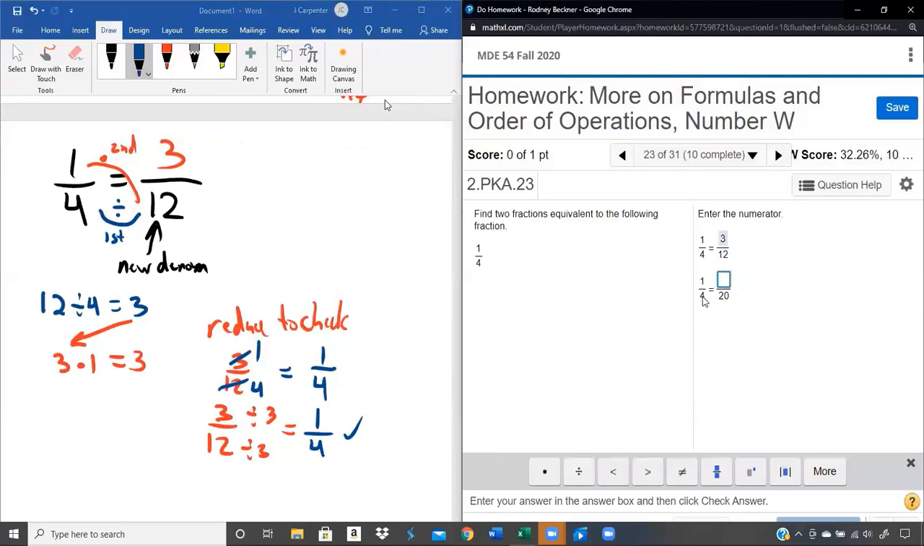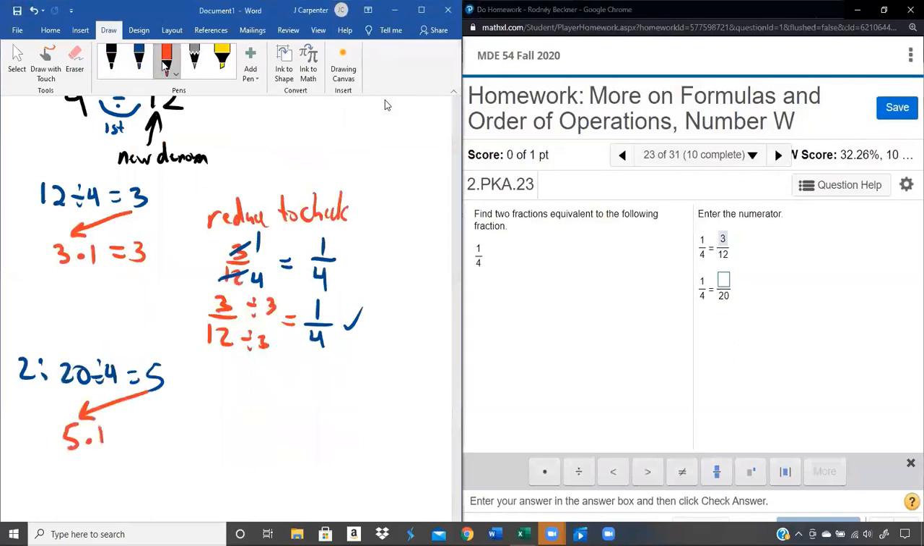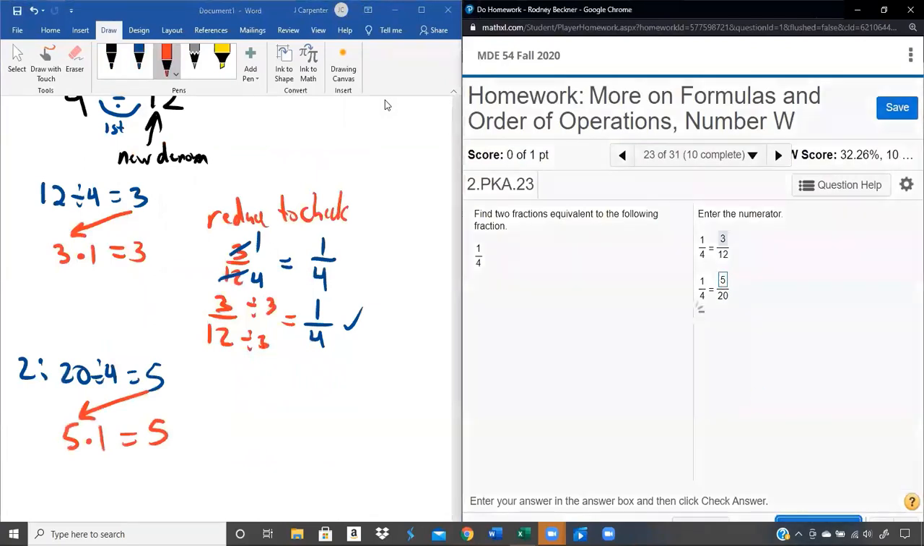So this time what we're going to do is divide the bottoms, 20 divided by 4 would be 5, and then multiply by the top. 5 times 1 would be 5. So again, for this new problem, we're taking 20 divided by 4, which is 5. We take that result and we multiply it by what was in the top originally. 5 times 1 is 5. And if you reduced 5/20ths, 5 goes into 5 once, 5 goes into 20 4 times. It works.